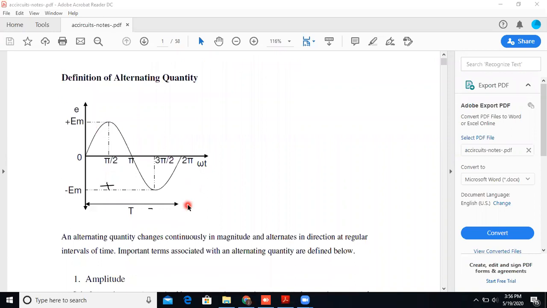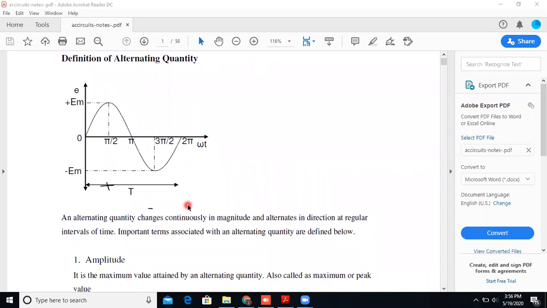Let us see some terminology about this alternating quantity. An alternating quantity changes continuously in magnitude and alternates in direction at regular intervals of time. This is the standard definition. It changes continuously in magnitude, here plus Em to minus Em, and alternates in direction, positive direction and negative direction, at regular intervals of time.